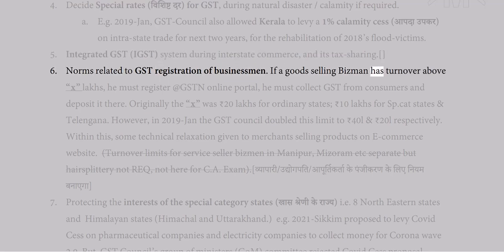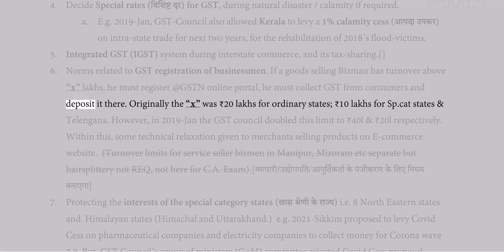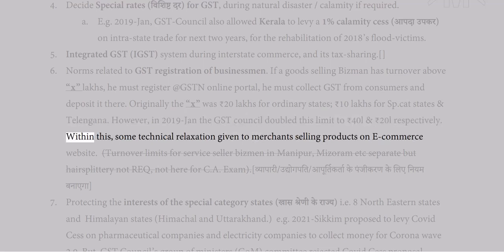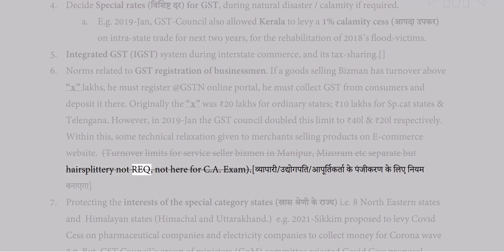If a goods-selling businessman has turnover above X lakhs, he must register at the GSTN online portal. He must collect GST from consumers and deposit it there. Originally the X was 20 lakh rupees for ordinary states, 10 lakh rupees for special category states and Telangana. However, in January 2019 the GST Council doubled this limit to 40L and 20L respectively. Within this, some technical relaxation is given to merchants selling products on e-commerce websites. Turnover limits for service-seller businessmen in Manipur, Mizoram etc. are separate, but hair-splitting is not required here for the CA exam.